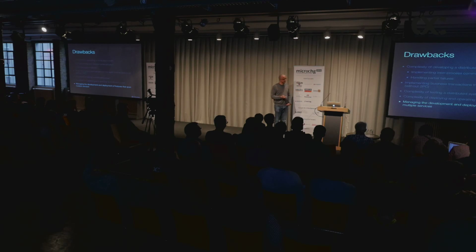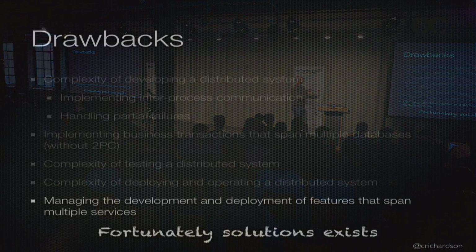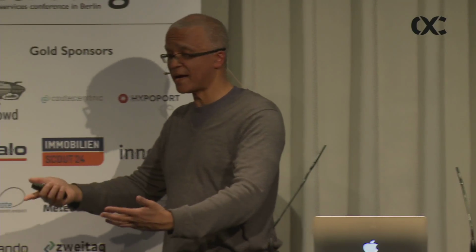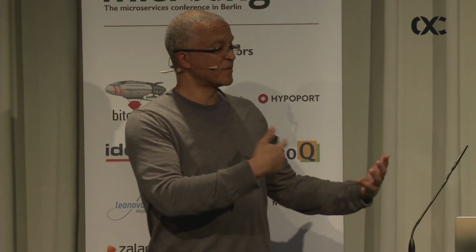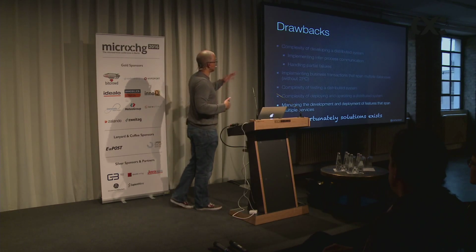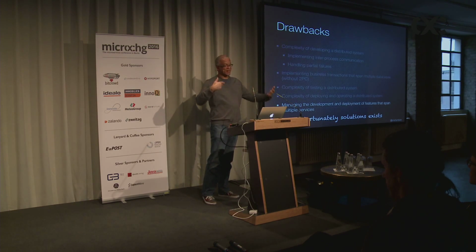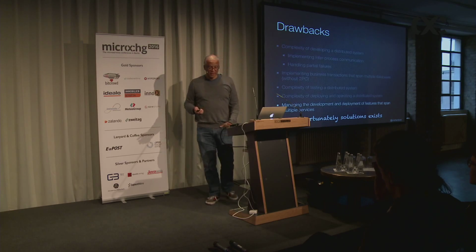complexity is manageable, right? In the sense that there are solutions that exist, like automation. There are microservice testing strategies, as described by Martin Fowler. There are deployment technologies like Docker or Kubernetes, or even a PaaS like Cloud Foundry that can automate the deployment of all of these moving parts. There are libraries for doing inter-process communication and Hystrix for handling partial failure and so on.